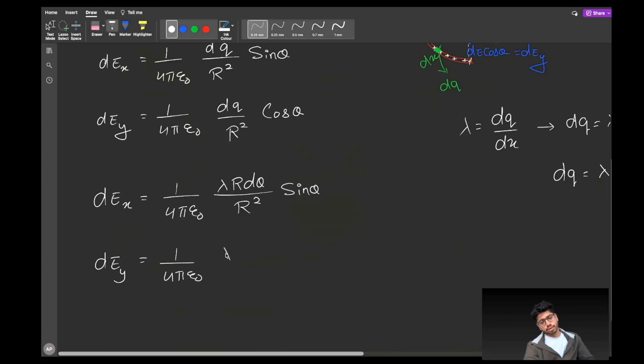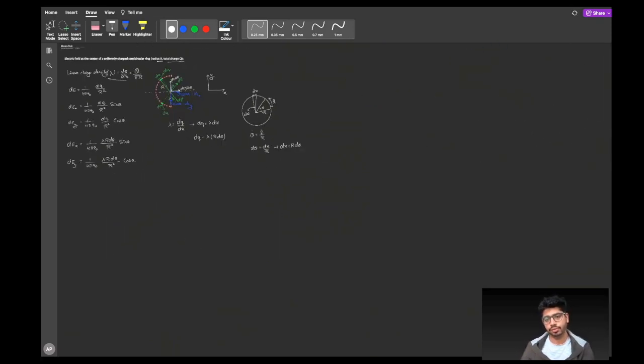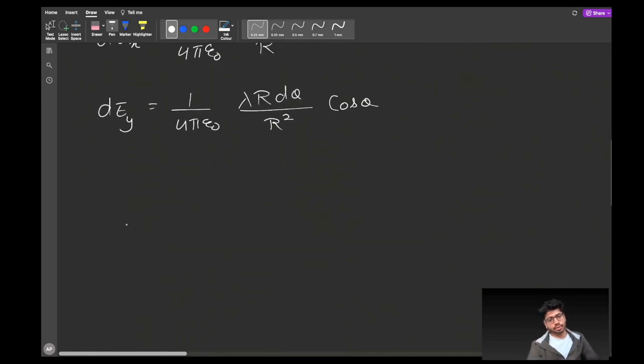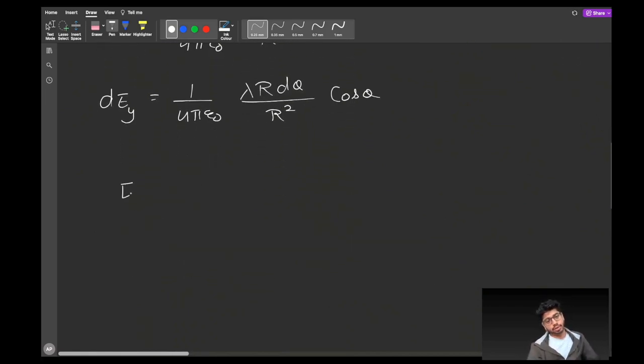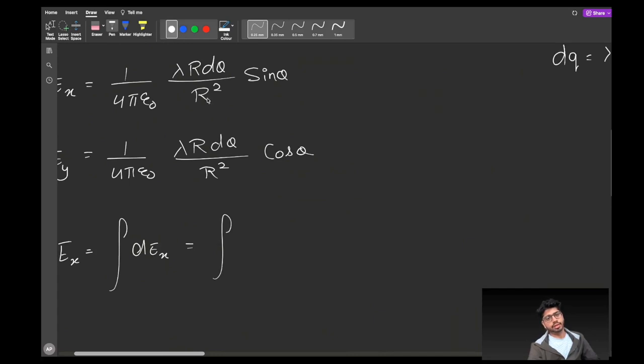And the same thing, that is cos theta. To find out the total electric field, I'm going to integrate for the net electric field in the x direction. Then I'm going to integrate this one, dE x component of that one. So let me cancel out one of the r. That's sine theta.